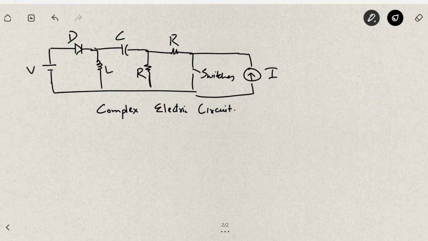Now associated with an electrical circuit are two important terms. One is current and another one is voltage. In order to understand current, we need to first of all understand what charge is.